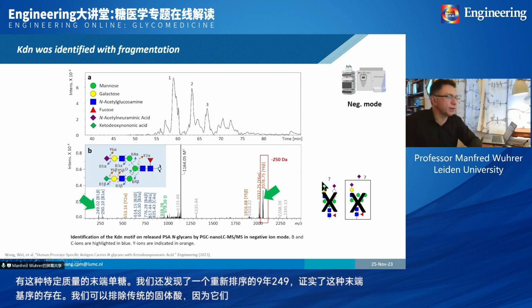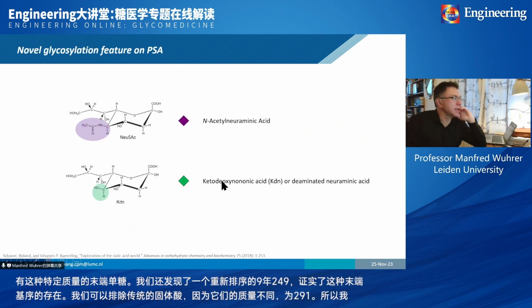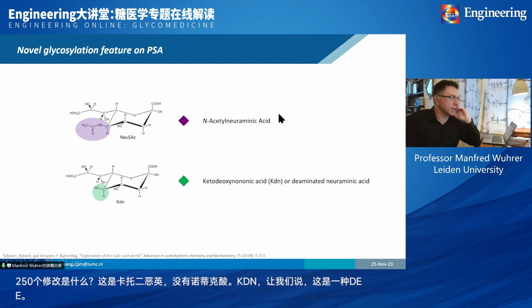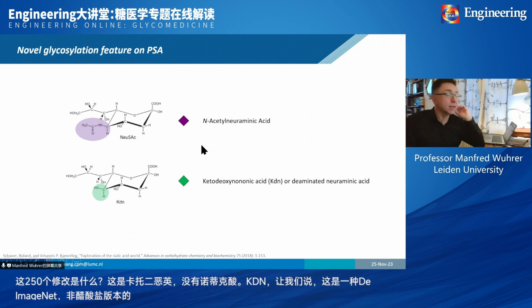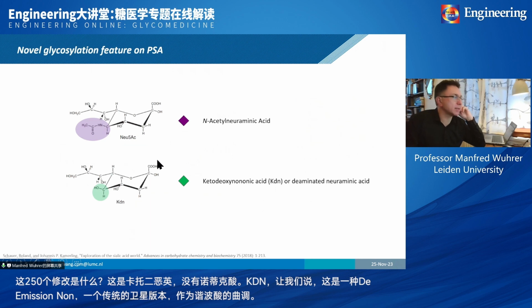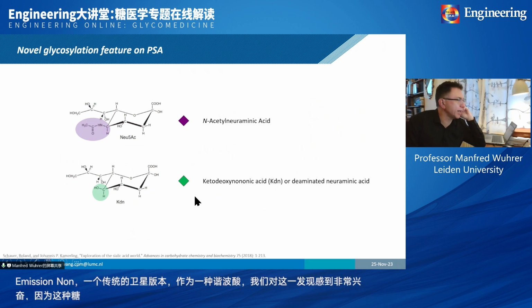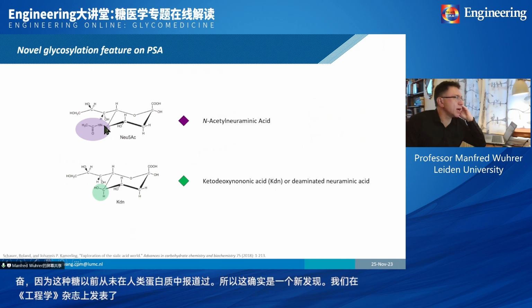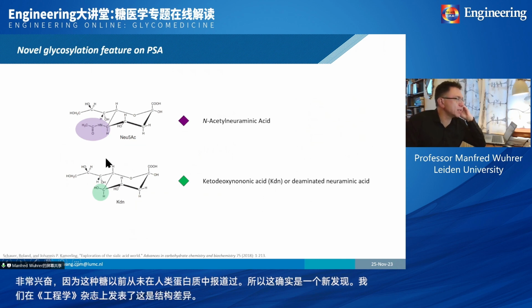So what is this 250 modification? It's ketodeoxynonulosonic acid, KDN. It's a deaminated, non-acetylated version of conventional N-acetylneuraminic acid. We were quite excited about this finding because this sugar had not been reported on human proteins before. So it's really a novel finding we published here in Bioengineering. And here is the structural difference: we don't have the N-acetyl group in the case of KDN, but have a hydroxyl group.